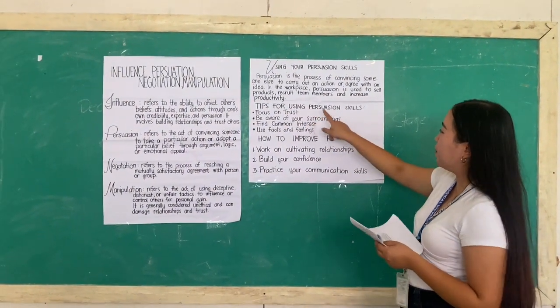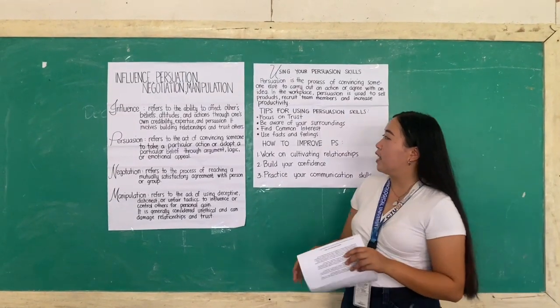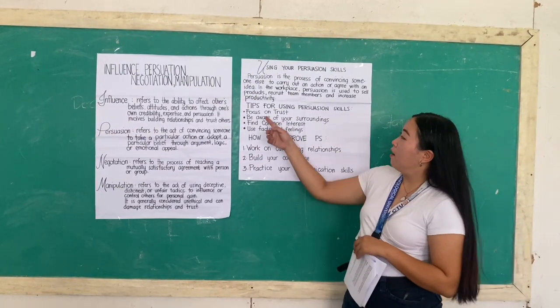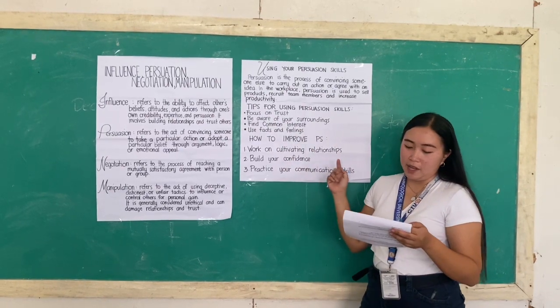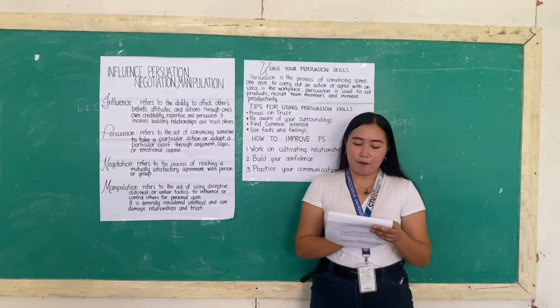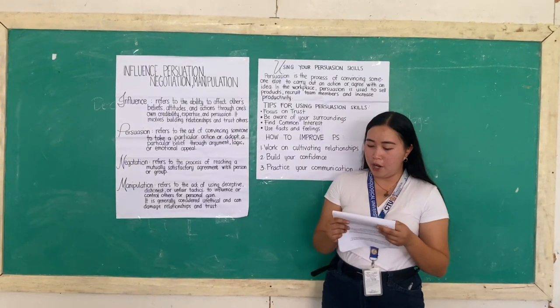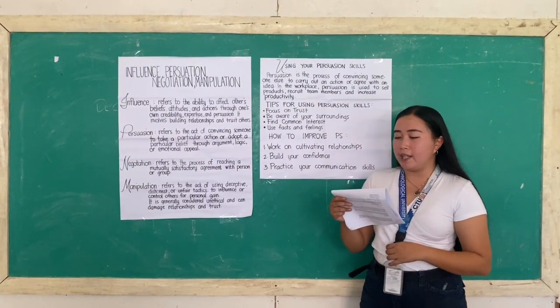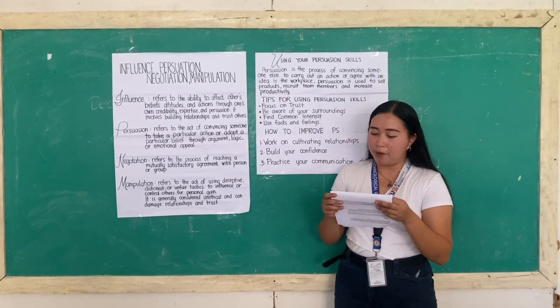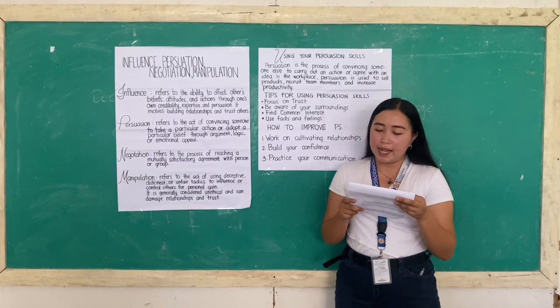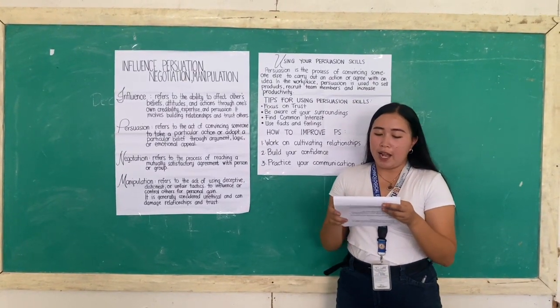Tips for using persuasion skills. First is focus on trust. Building trust is one of the important elements of a persuasive conversation. If you are asking someone else to take a risk or step outside their comfort zone, it is imperative that they trust you and your judgment.